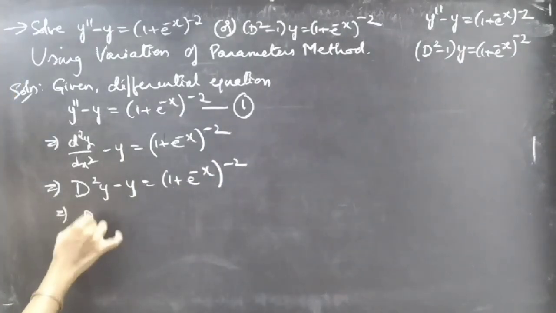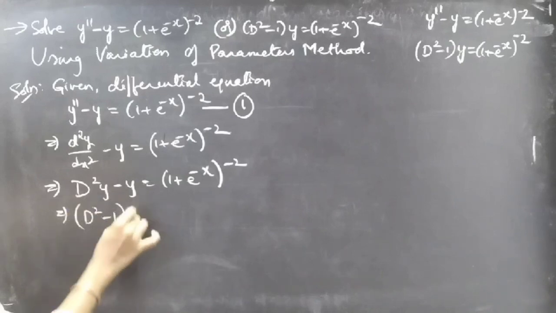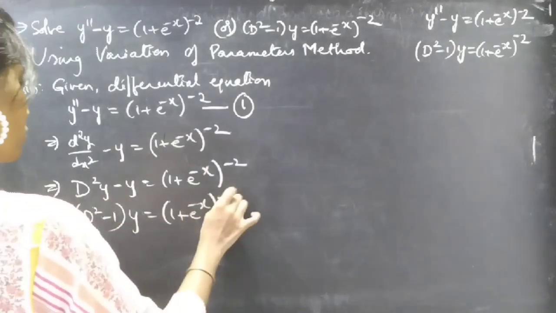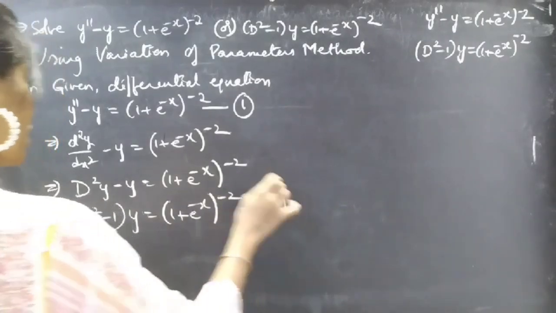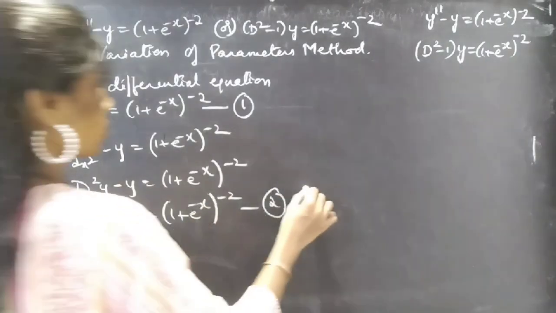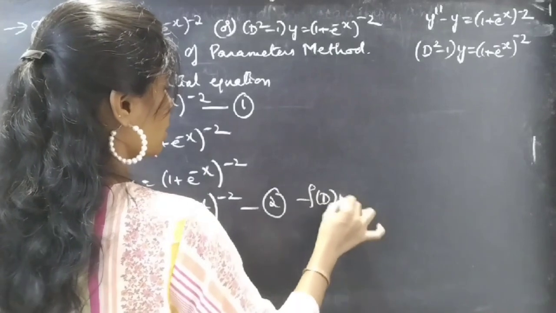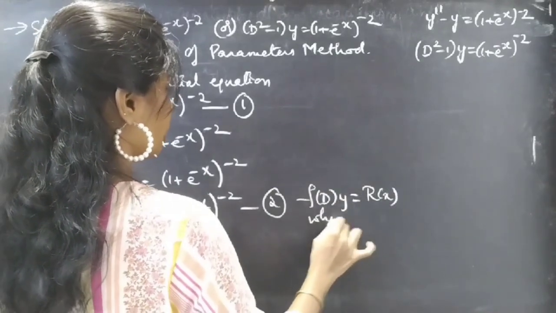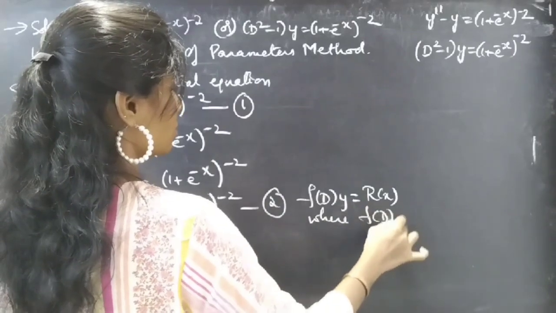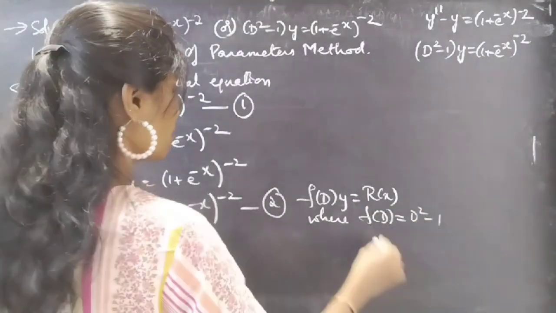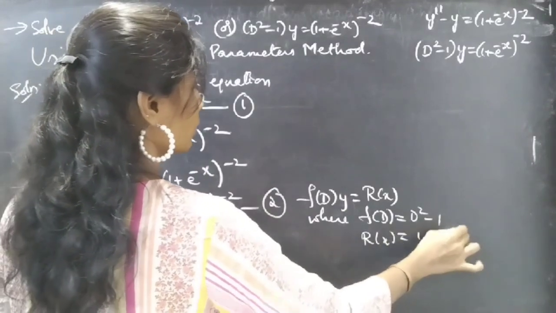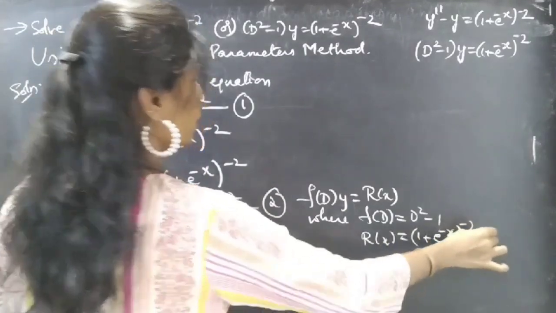Now take y common from the two terms of LHS. We will get (D square minus 1) into y equal to (1 plus e power minus x) raised to the power minus 2. Consider as equation 2, which is in operator form. Say f of D into y equal to some function of x, where f of D equal to D square minus 1 and r of x equals (1 plus e power minus x) raised to the power minus 2.